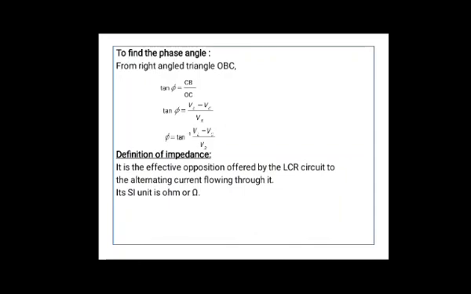Now let us see the definition of impedance. It is the effective opposition offered by the LCR circuit to the alternating current flowing through it. Or it can be defined as the ratio of the RMS value of voltage across the series LCR circuit and the RMS value of current flowing through it. Its SI unit is ohm.